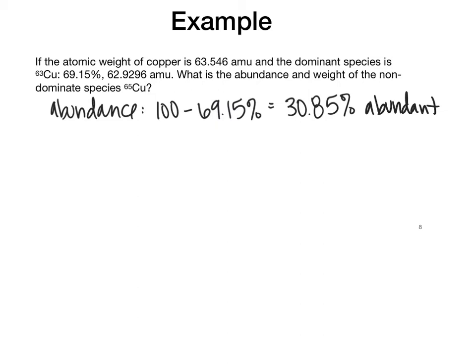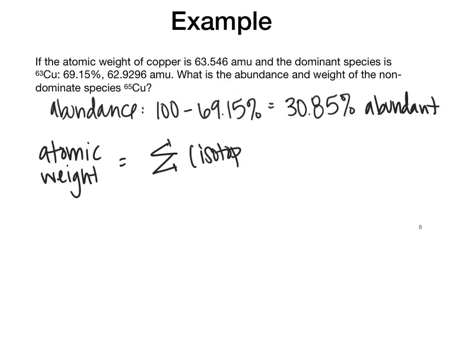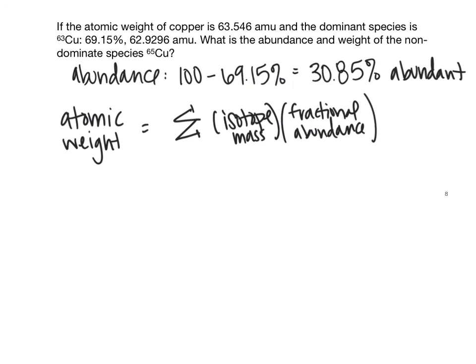So in this case, what do we do now? Now we need to calculate, we're looking for the weight of the other species. So we know that we have the atomic weight. And we know that that's equal to the sum of the isotope mass multiplied by the fractional abundance. So of our 2 isotopes, we can just set this up as an algebraic equation.